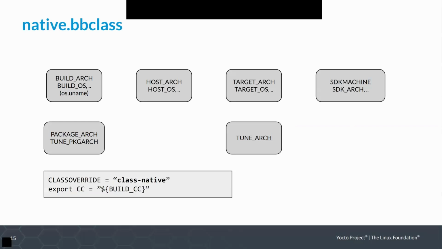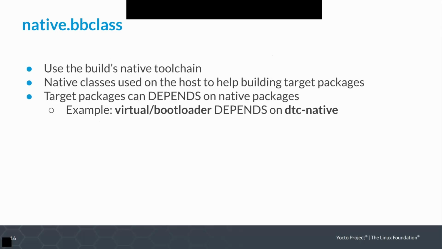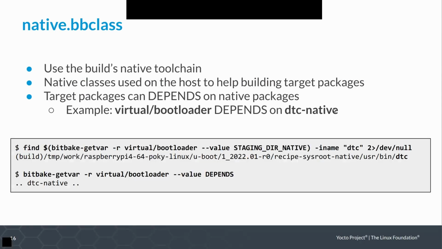So this class override will be class native, and everything now will be the same as the build arch. As the name states, we need to build something on the build system that will run on the build system. Native packages or native recipes are used by BitBake to produce something that runs on the build system that will help BitBake create your target packages. For example, virtual bootloader depends on DTC native. So if we get the value of DEPENDS of virtual bootloader, we will get DTC native in there.